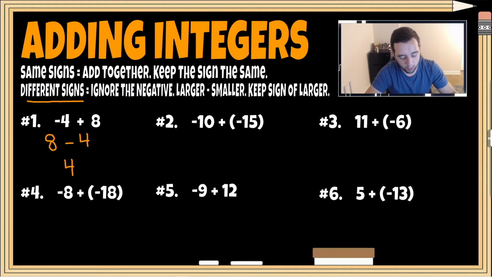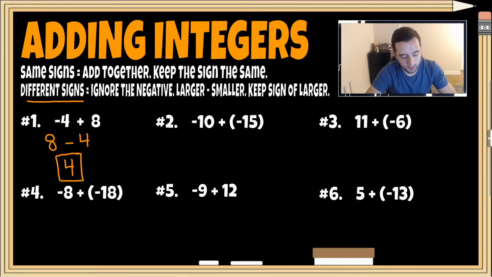And the second part of our rule says keep the sign of the larger number. So which number was larger, 8 or -4? Well, 8's larger and it's positive, which means my final answer needs to be positive as well. So the final answer for number one is 4.